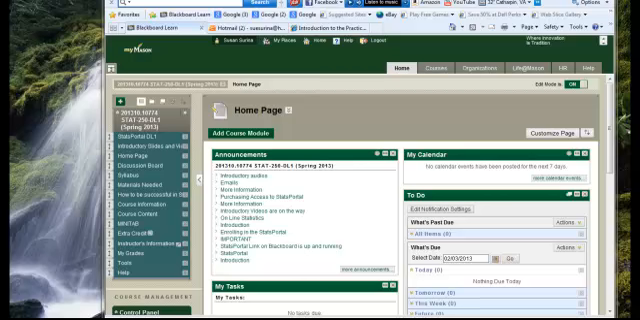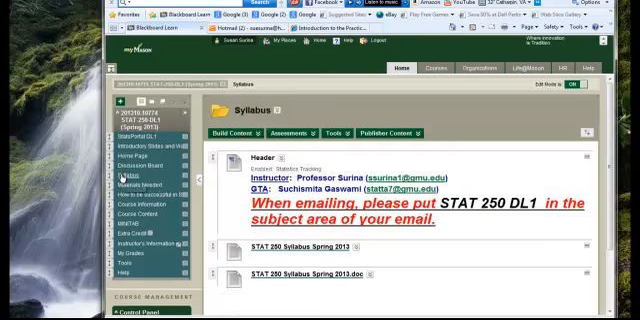Welcome back to Part 7 of our Introduction to Stat 250. In this installment, we're going to be talking about the syllabus. So we go into the folder that says Syllabus, and we're going to take a look at our syllabus.